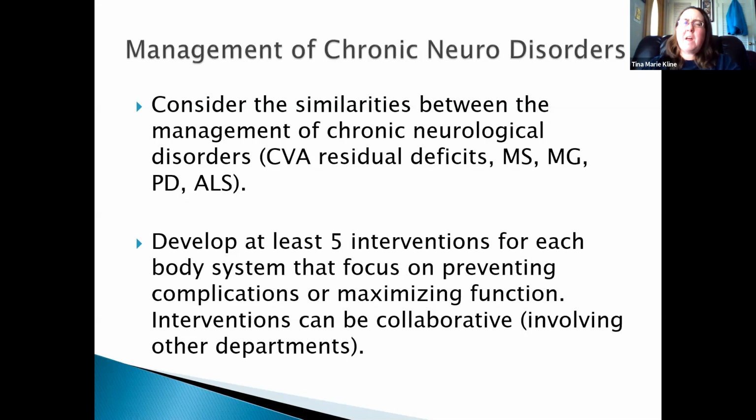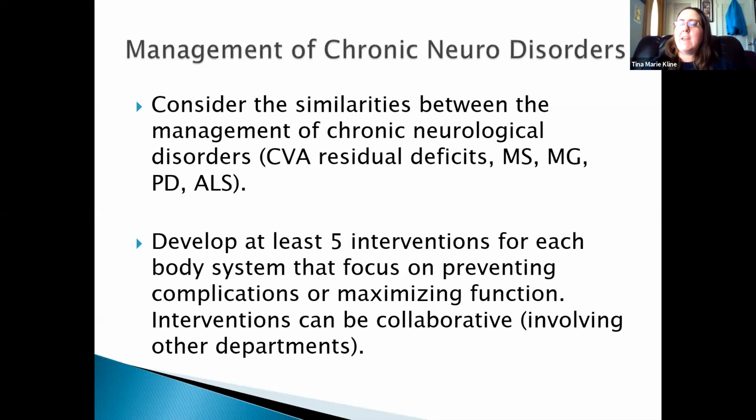ALS we didn't really talk a whole lot about, but it's a progressive muscular disease. Typically, your life expectancy is going to be about 5 years. They get progressively paralyzed. They end up dying of aspiration or aspiration pneumonia, respiratory failure. But all of those things are chronic neurological disorders. So I want to look at the different body systems and talk about some interventions used to maximize function and prevent complications.